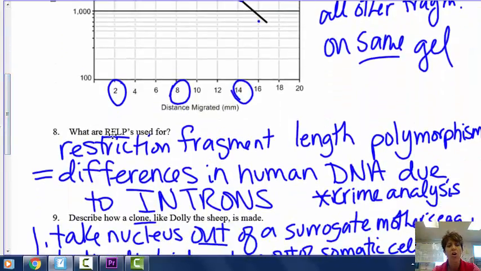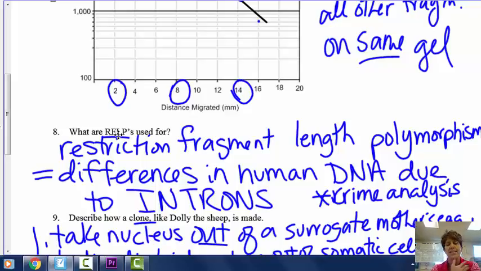All right, what are RFLPs used for? So an RFLP is a restriction fragment length polymorphism. A polymorphism is the fact that there can be many shapes or many sizes. A restriction fragment is a piece of DNA, and the length is the size of it. So there are many different lengths that you could find if you cut DNA with a restriction enzyme.